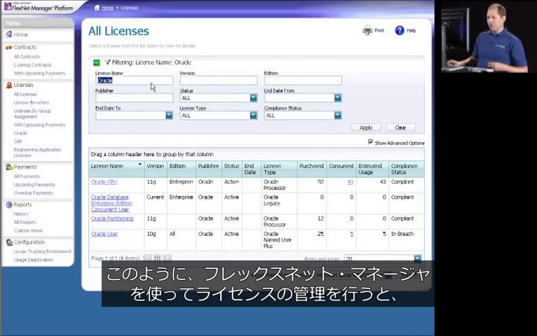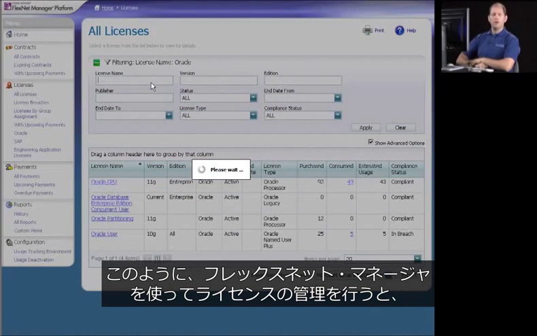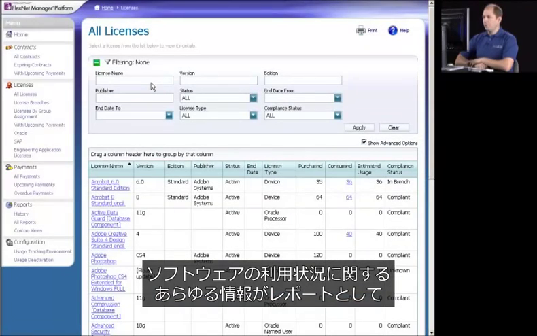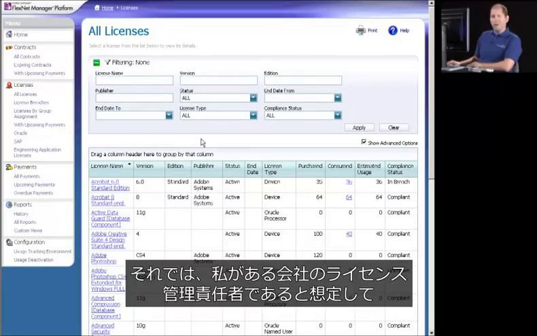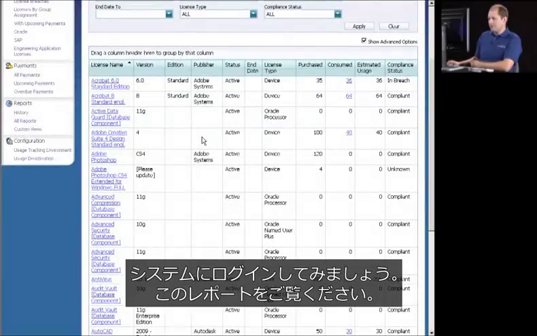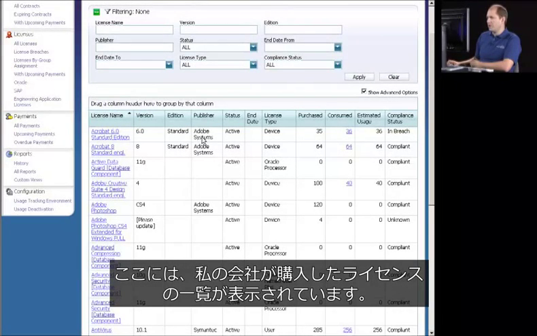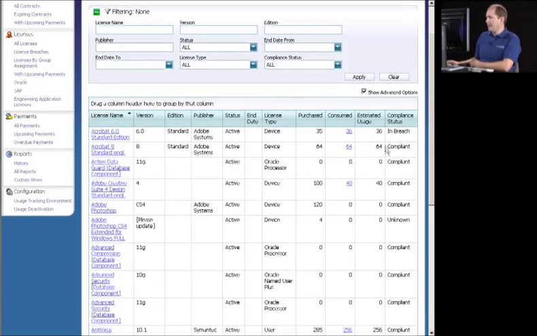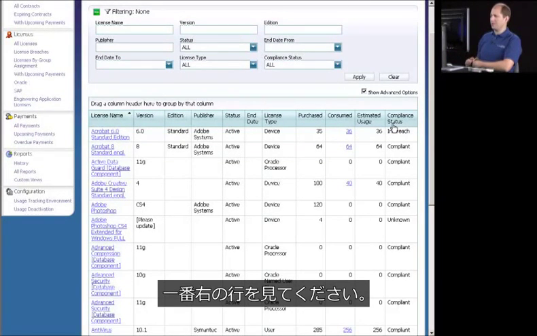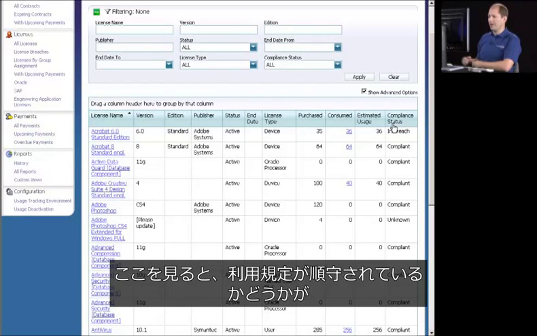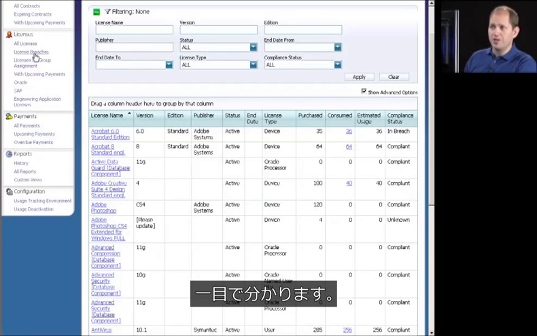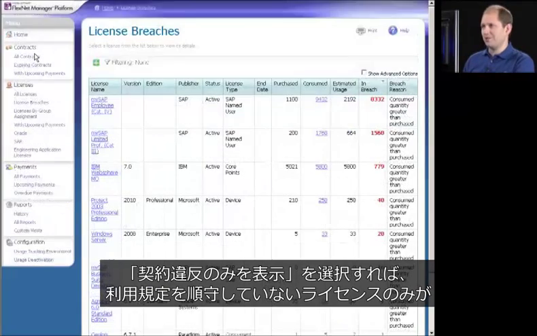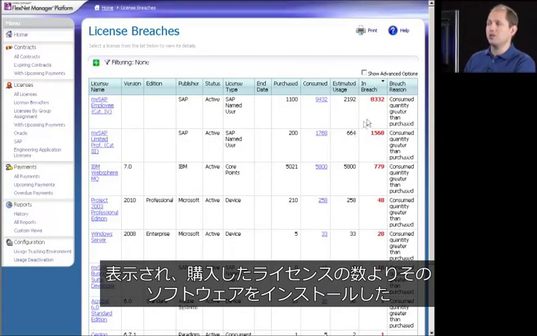So to manage a set of licenses using the product, we can come up with views and reports which will show all sorts of things about the usage. So right now, as a license manager, I've logged into the system and I can see this report which is showing all of my licenses that I've ever bought in the organization and their consumption and purchasing information. And here in the compliance status, I can see which ones are in breach or which ones are compliant. In fact, if I go to the breaches report, it will show me just the ones in breach and how much in breach they are.